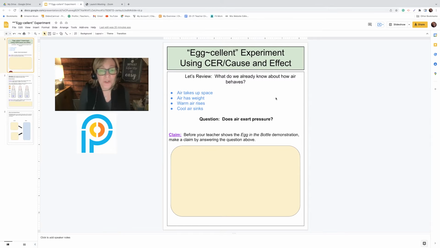And so the first thing that I would have kids do is answer the question, does air exert pressure? They would have to write a claim. So I would describe to them what's going on in this demonstration. Some may have seen it before, some maybe this is the first time. What do you think about that? Does air exert pressure? And so they would come up with their claim.